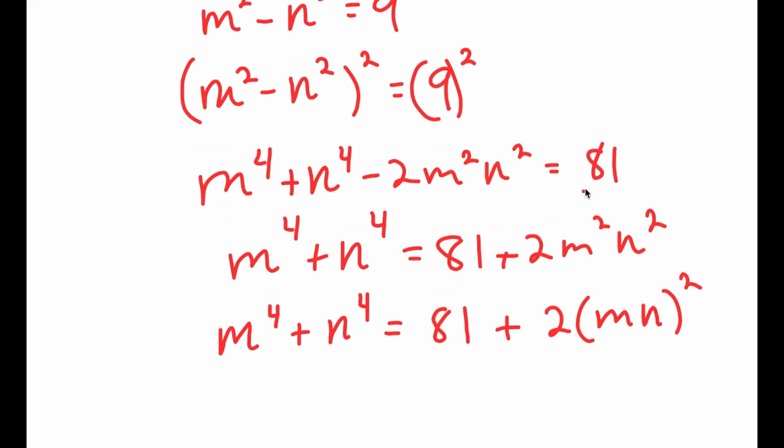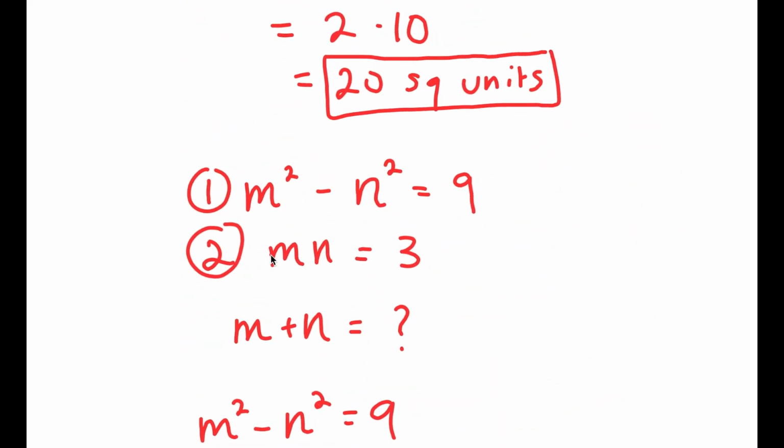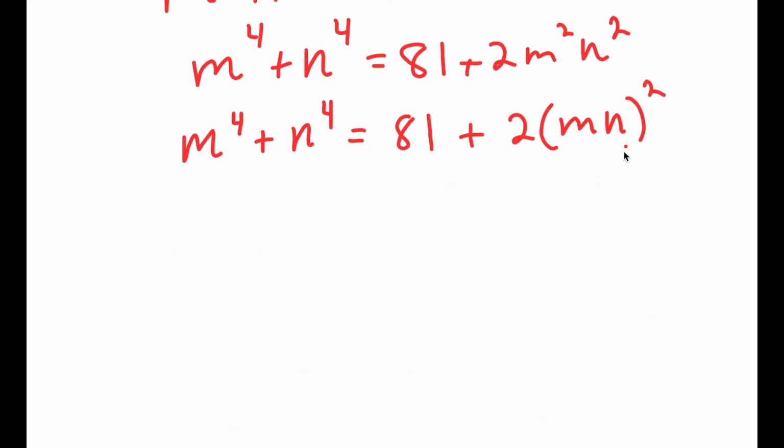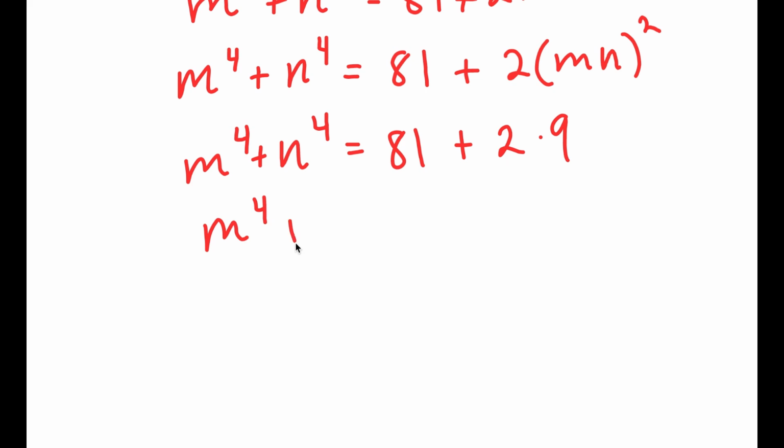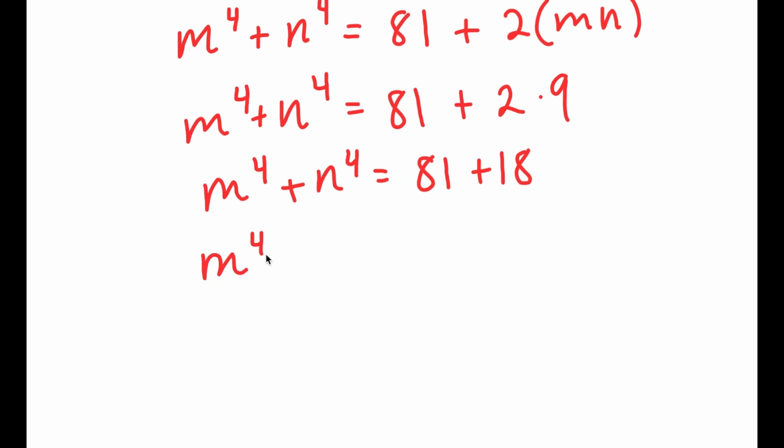Now, remember how our second equation over here is m times n is equal to 3. Well, we have m times n over here, so we can just plug in 3 for here. So now I get m to the power of 4 plus n to the power of 4 is equal to 81 plus 2 times 3 squared, which is 2 times 9. And this turns into 81 plus 18. And this turns into m to the power of 4 plus n to the power of 4 is equal to 99.